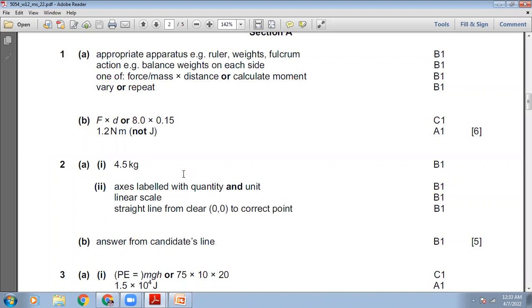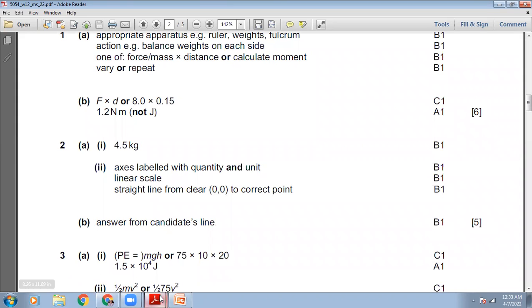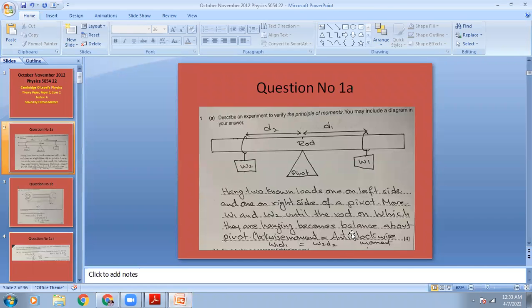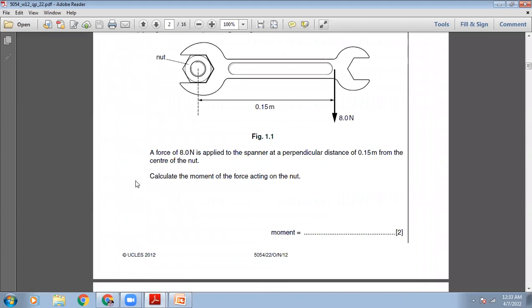It says appropriate apparatus, for example, ruler, weights, fulcrum; action, for example, balance weight on each side. 1 mark is for the correct apparatus. And one for force and mass multiplied by distance, or calculate the moment; vary or repeat. 1 mark is for saying to repeat this. So you can repeat that experiment by taking different weights or by changing their position on the rod. I have not written repeat because the space was over, but you can write it. I hope you can write a better answer. Okay, so that was a 4-mark question.